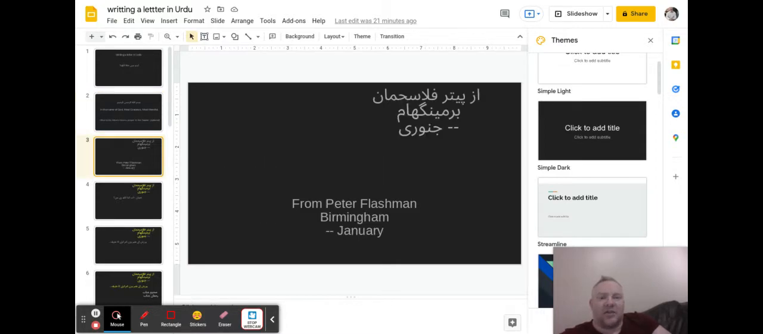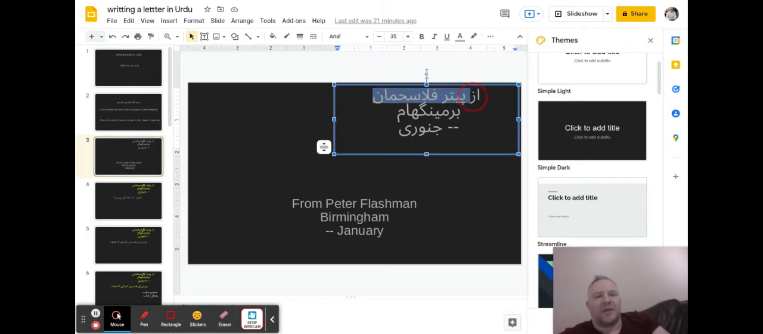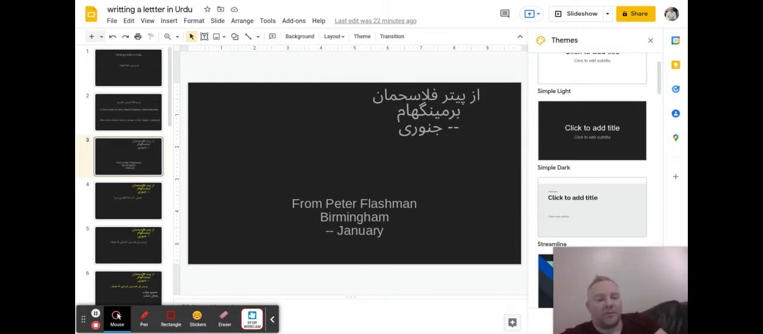So a bit like English letter writing, on the top right hand side, you have the correspondence address. So ours, Peter Flashman, Birmingham, blank blank January. I'll go into the date in a second. This word ours is a Persian word. You probably wouldn't see this in everyday written Urdu, but in letter writing, this is how you start a letter. Ours, from. Although the word from is usually se in Urdu, for letter writing you use ours. So from Peter Flashman, Birmingham.